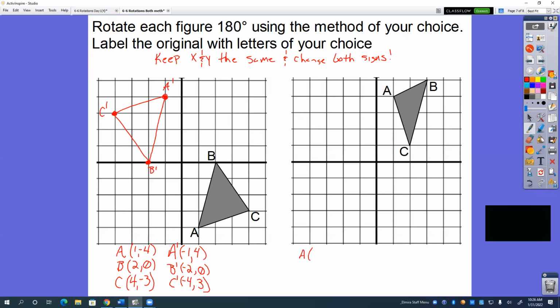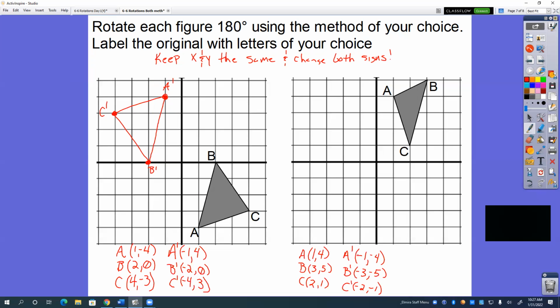So A is 1, positive 4. B is 3, positive 5. And C is 2, 1. So A prime would be -1, -4. B prime would be -3, -5. And C prime would be -2, -1.